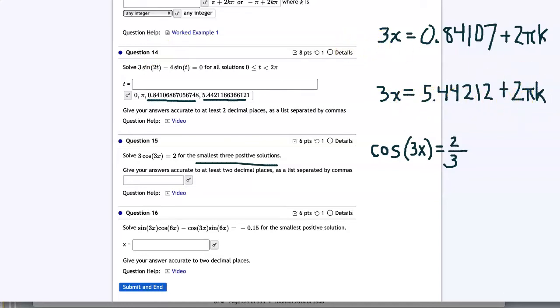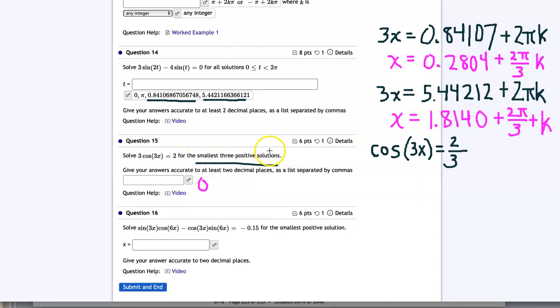So next I need to divide both sides by 3. And dividing both sides by 3, of course 3x becomes x, 0.84107 becomes roughly 0.2804, and 2 pi k becomes 2 pi thirds k. We're going to do the same process over here, divide both sides by 3. And now we're going to get our smallest three positive solutions. So the first one is 0.28, two decimal places. Whoops, that's supposed to be an 8. Okay, and then the next one is 1.81.